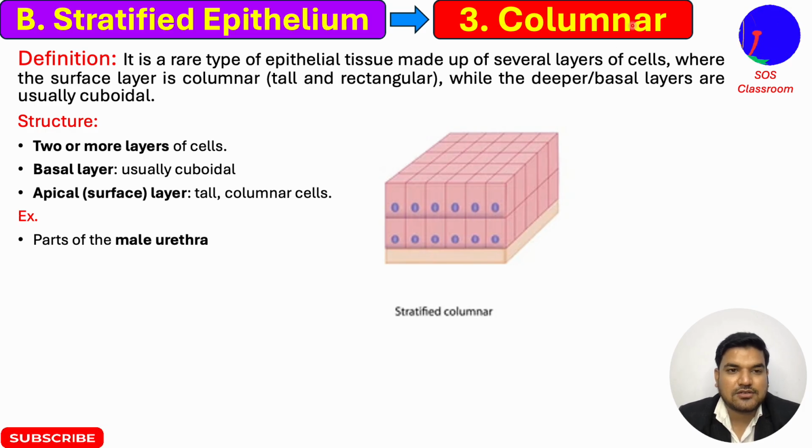Next, third is the columnar. Columnar is present in column-shaped or rectangular-shaped cells, with two or more layers of cells. The basal layer is usually cuboidal, and the apical layer is tall, columnar cells. For example, parts of the male urethra.